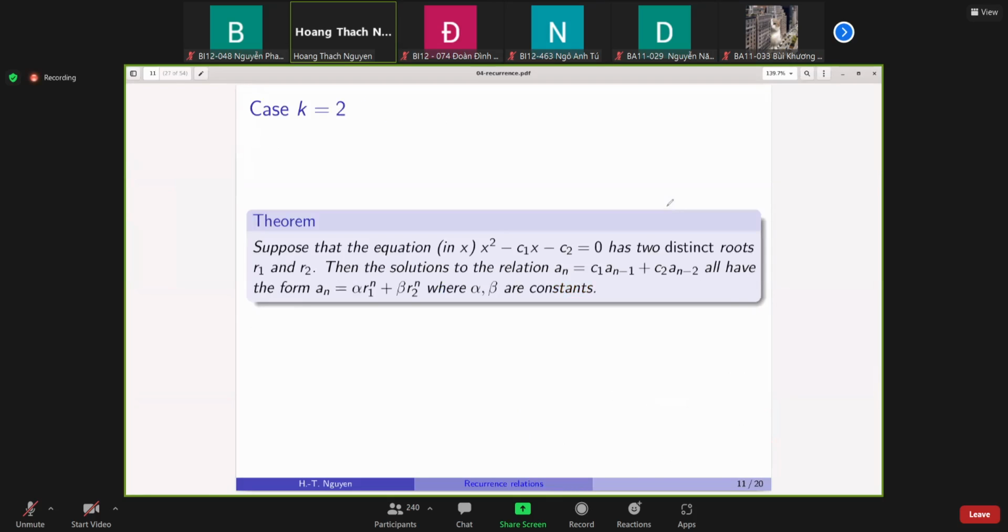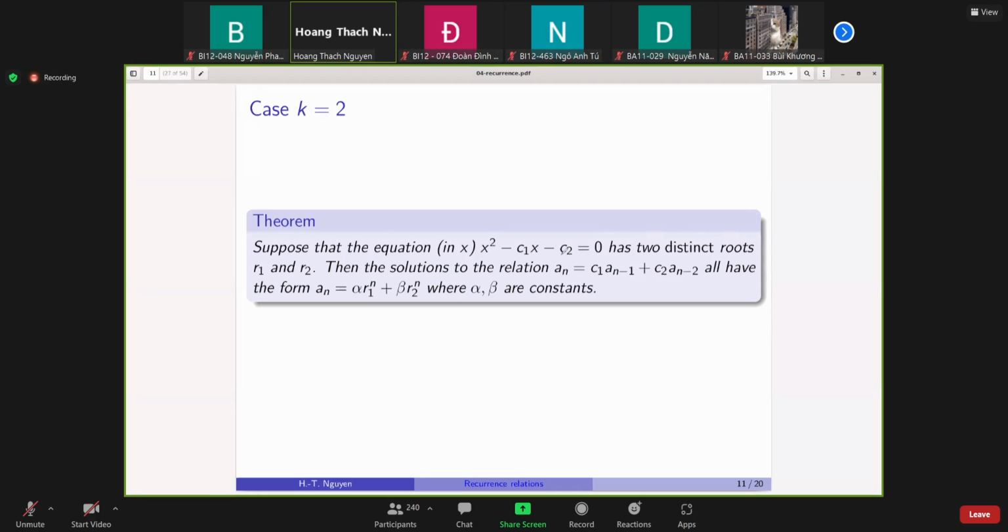Okay, so let us look closely at the case of linear recurrence of degree 2. So in the case of degree 2, our equation will have this form. And since C2 is different from 0, then you know that this equation will have two non-zero roots.